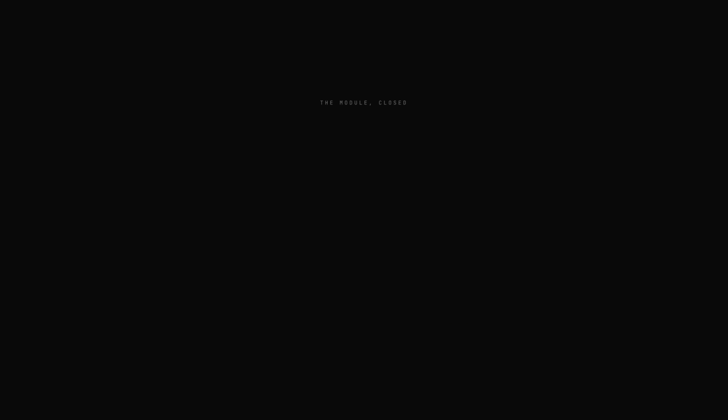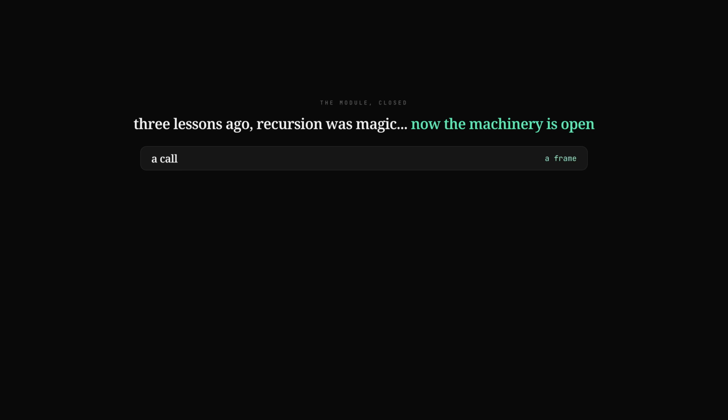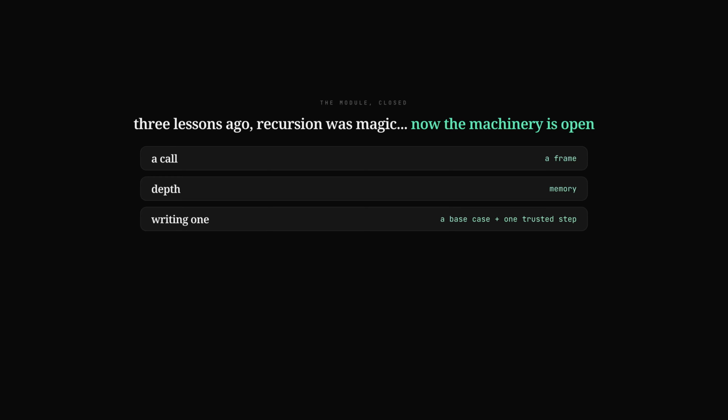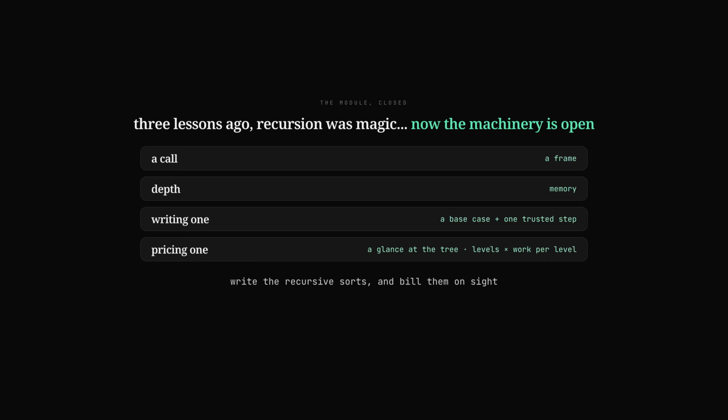And that closes the module. 3 lessons ago, recursion was magic. Now the machinery is open. A call is a frame. Depth is memory. Writing a recursive solution is 2 decisions, a base case and 1 trusted step. And pricing one is a glance at the tree. Levels times work per level. You can write the recursive sorts and build them on site. That was this module's whole promise. Kept. Next, a new module, and a structure this course has owed you since day 1.